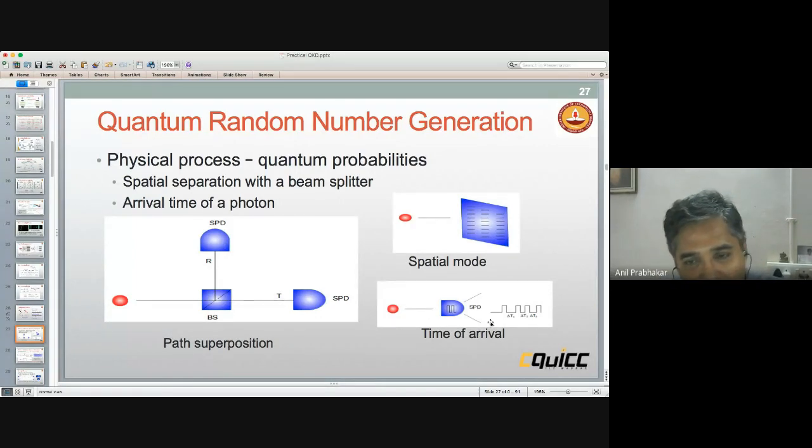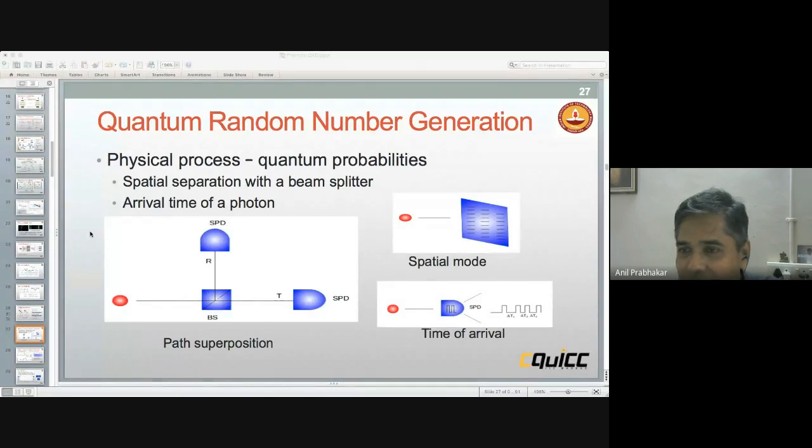The time of arrival is another thing, right? Since those photons are anti-bunched, you do not really know when they are going to arrive. You cannot predict when they'll arrive. And so you can just do a very simple modulo 2 on the time and you'll get a quantum random number generator.